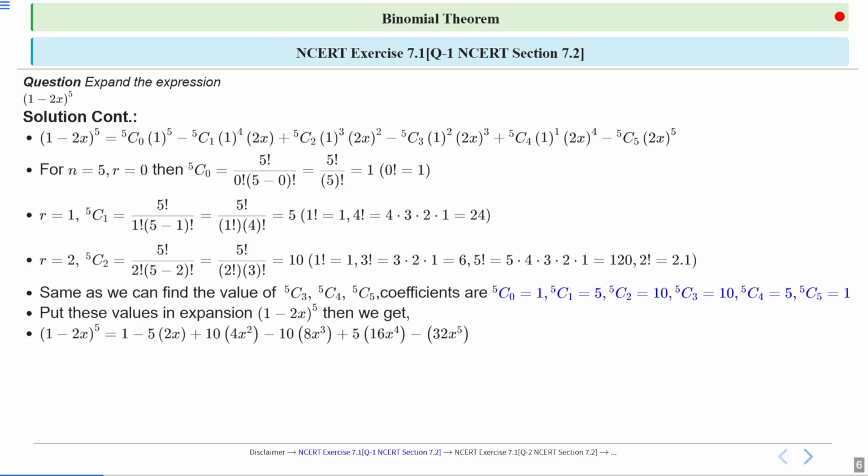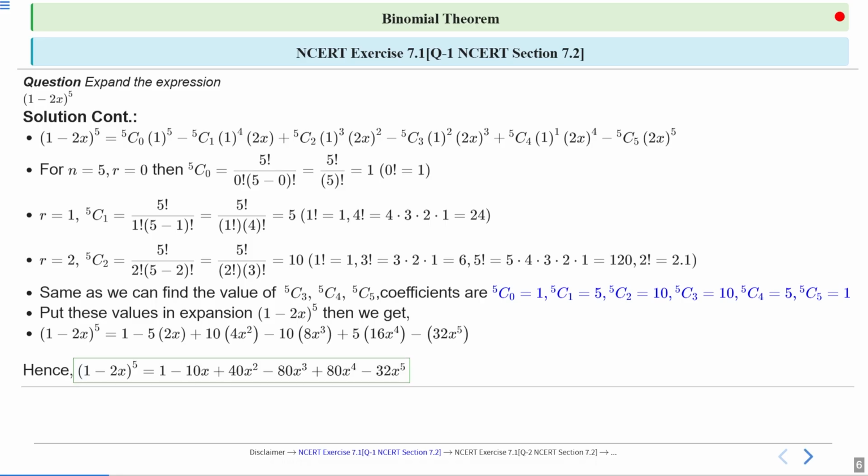Now let's substitute these coefficients back into our expansion of (1 - 2x)^5. So we get (1 - 2x)^5 equal to 1 - 5 times 2x + 10 times 4x^2 - 10 times 8x^3 + 5 times 16 times x^4 - 32 times x^5. Hence (1 - 2x)^5 is equal to 1 - 10x + 40x^2 - 80x^3 + 80x^4 - 32x^5. So I hope it's clear to all of you.